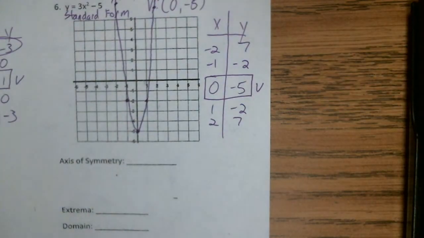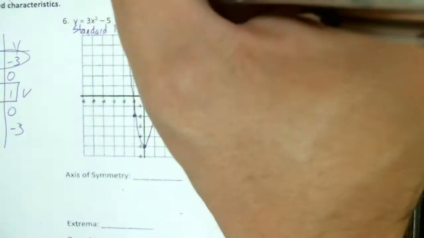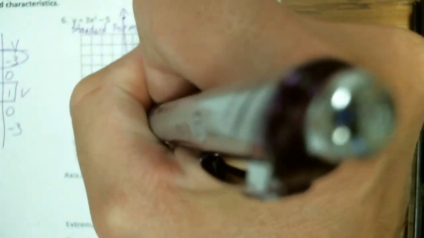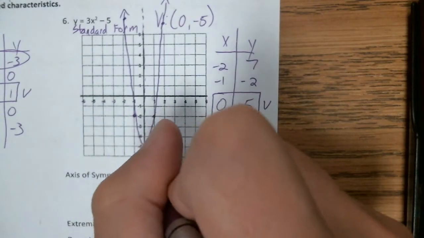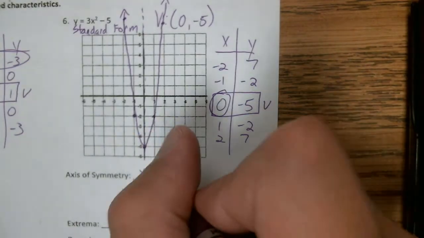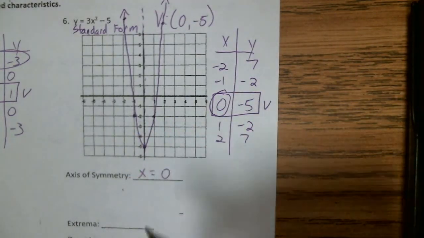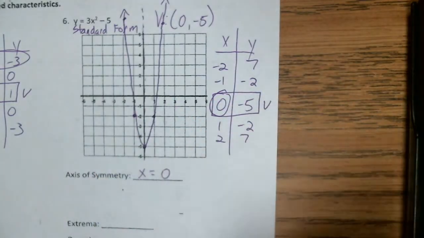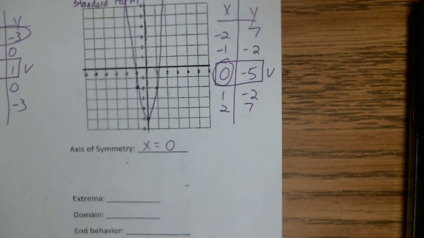Alright, so there is my quadratic. Axis of symmetry is this imaginary line that goes right down through the middle. So remember, axis of symmetry is always x equals, and it's always the x coordinate of the vertex. So in this case, it's x equals 0. It's basically the y-axis. The y-axis is the imaginary line that splits that quadratic in half.